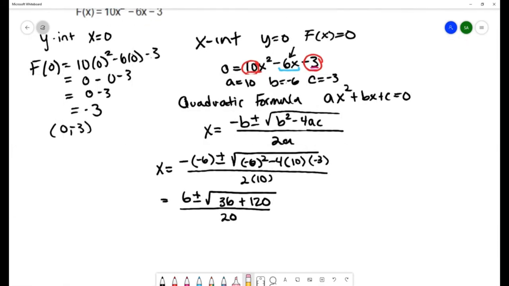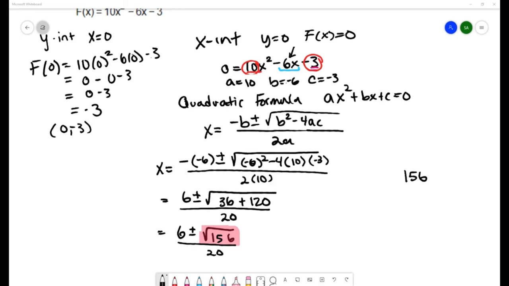So if we continue, inside of the radical, we need to add those together. 36 plus 120 would be 146. No, 156 over 20. And then we're going to try to simplify the radical first. So we're going to try to simplify this radical. In order to simplify that radical, I need to know the factors of 156. So let me grab my calculator. I'm just going to get my computer calculator here.